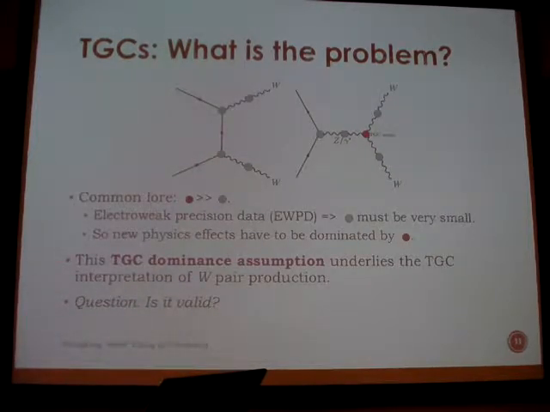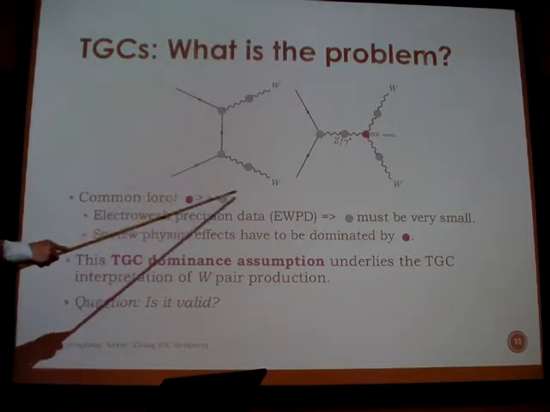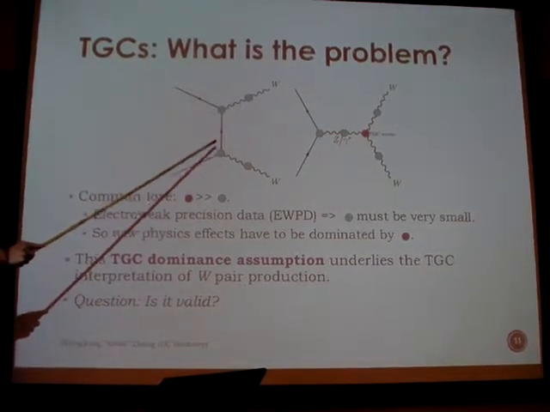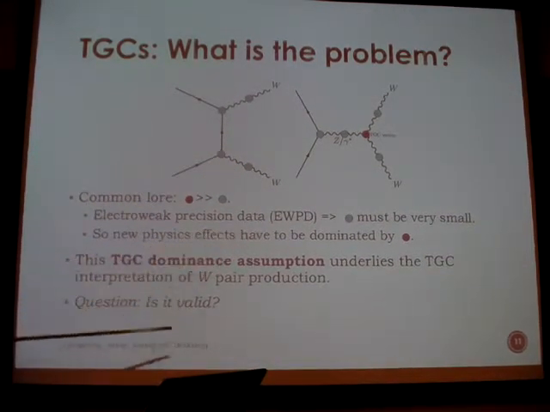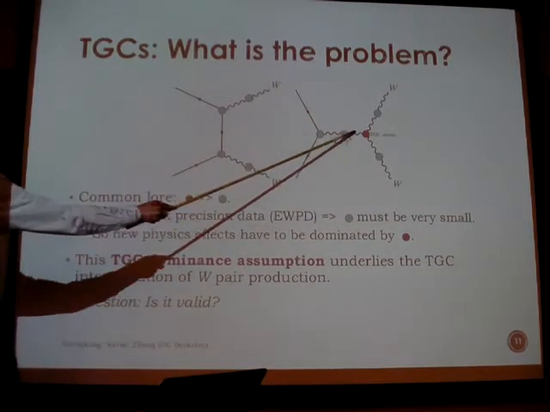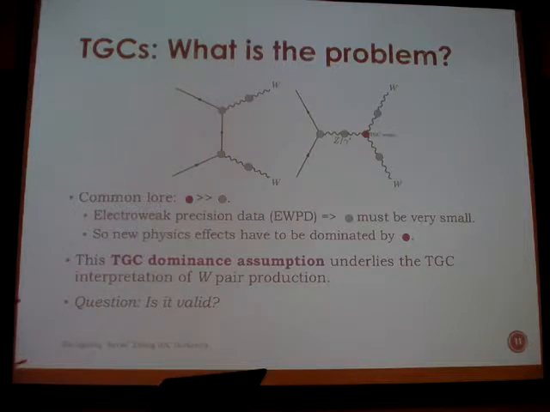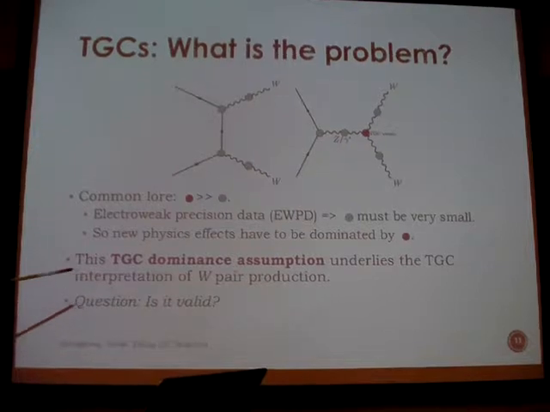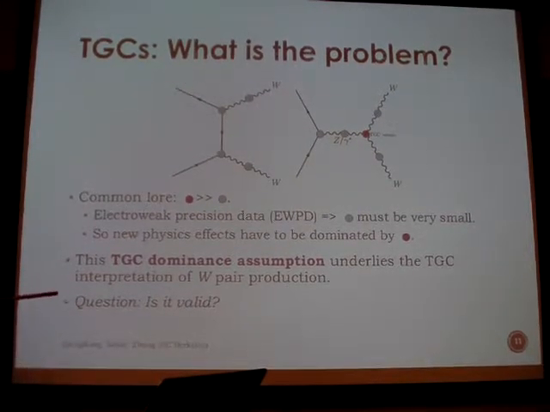There is a common lore that answers this question, which says that we have electroweak precision data, which actually constrains a lot of the new physics effects. And in fact, all of these gray circles turned out to be constrained very well by electroweak precision data. So people usually say that since this is the case, any new physics that could affect diboson production must come through this TGC vertex. This is rarely mentioned, but this is really what underlies the interpretation of diboson production as a TGC measurement. And this is what I will call the TGC dominance assumption.